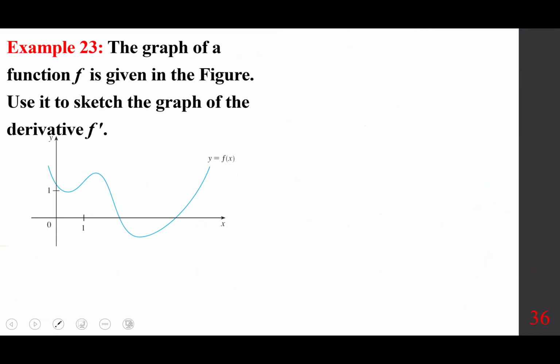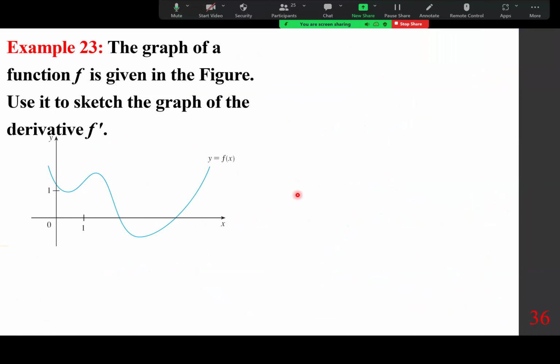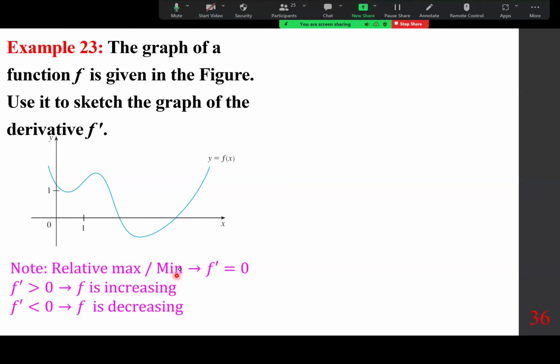The graph of a function f is given. Use it to sketch the graph of the derivative f prime. So to do so, we need to know a few things. Relative max or min happens when f prime is 0. So peaks and valleys. F prime is positive, f is increasing. When the function is increasing, f prime is positive. When it's decreasing, f prime is negative. Remember, it represents the slope of a tangent line at a given point.